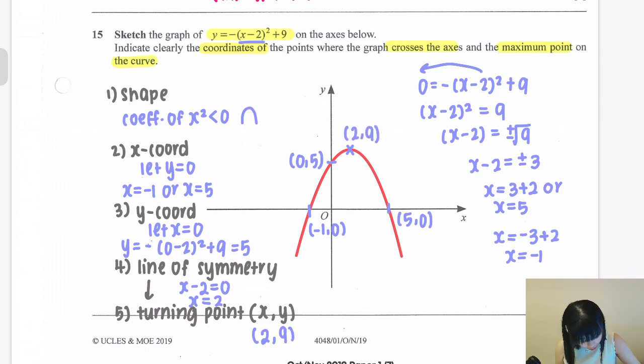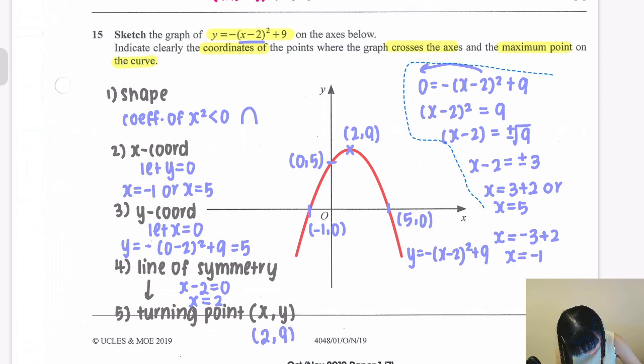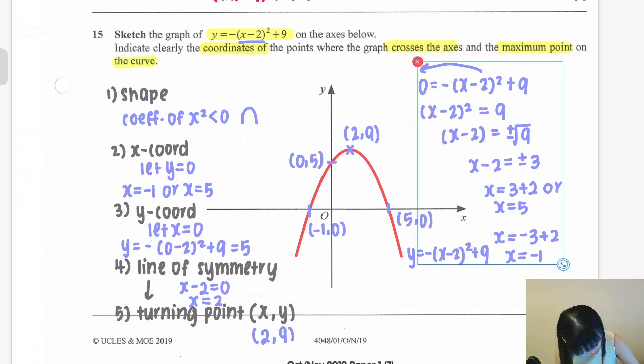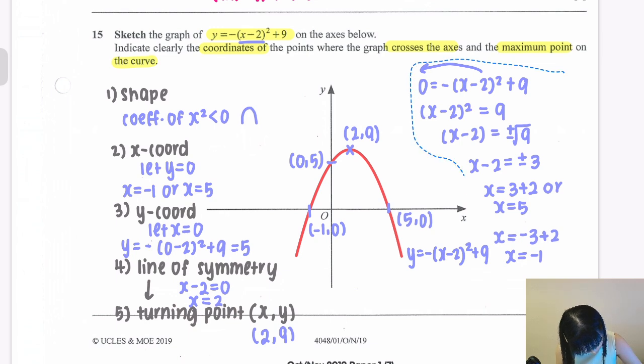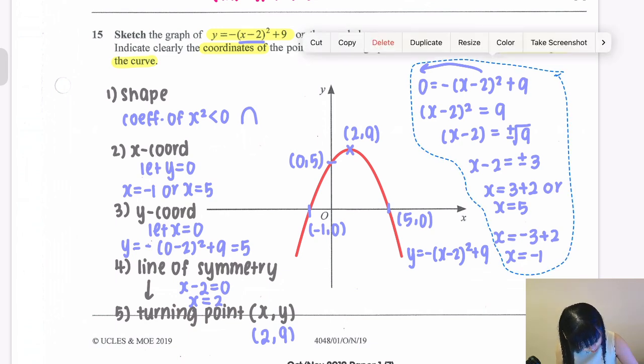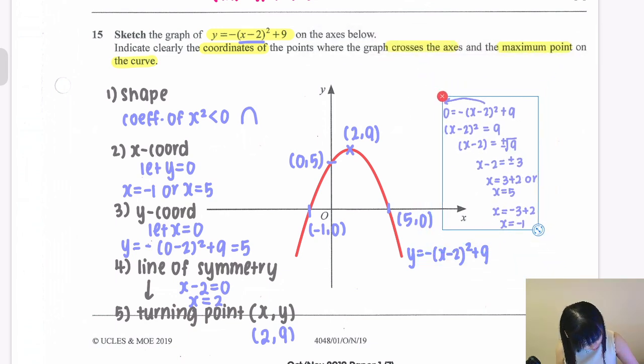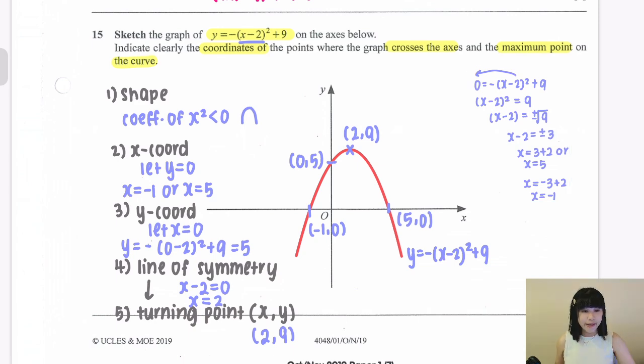Last but not least, your equation of the graph. Let's write it here, plus 9. And then this part, let me just make sure that it doesn't distract the answer too much. Let me just make it smaller. These are just my workings, and this is the answer.